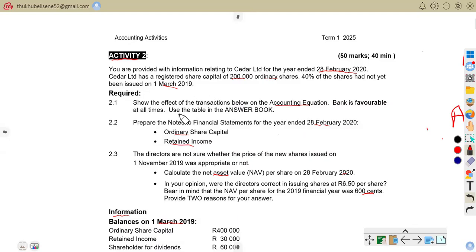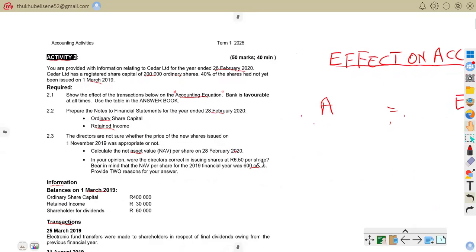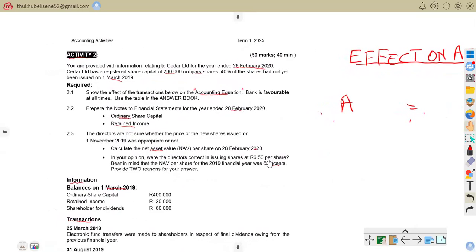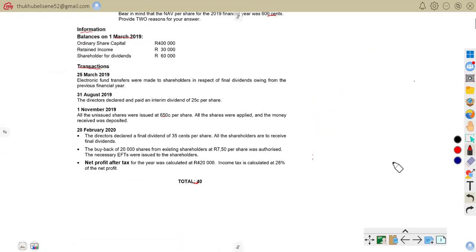So now 2.1 says, show the effect of the transaction below on the accounting equation. The bank is always favorable at all times. Before we can even go there, let us make it easy by doing a short calculation on this. Like we have said, we have authorized share capital of how much?